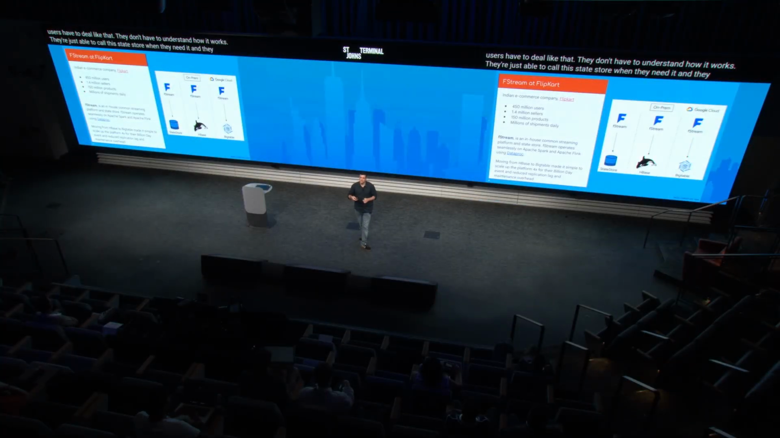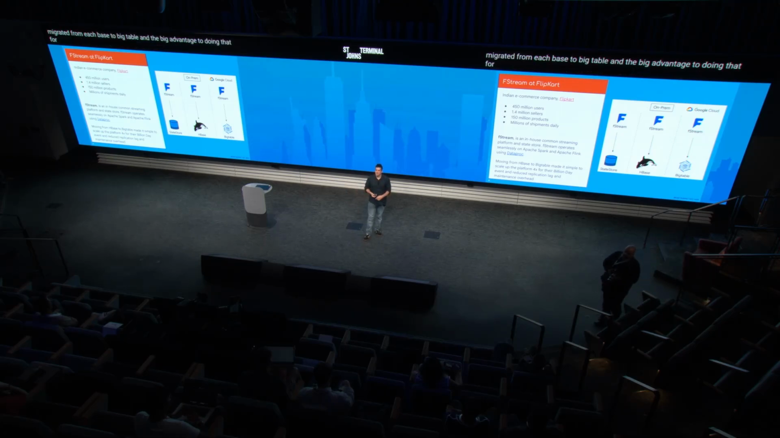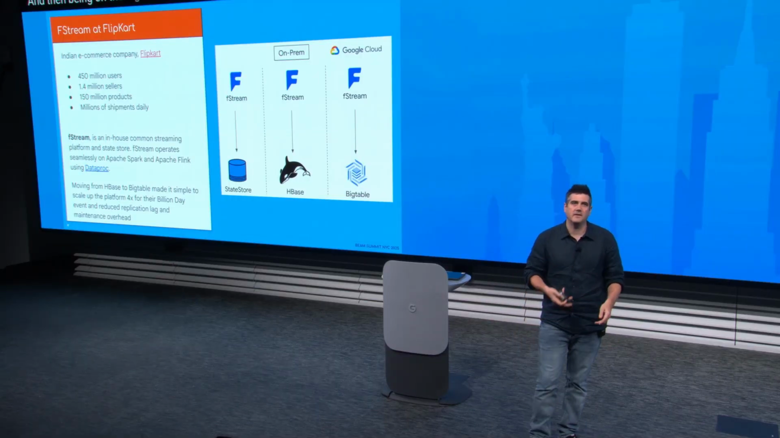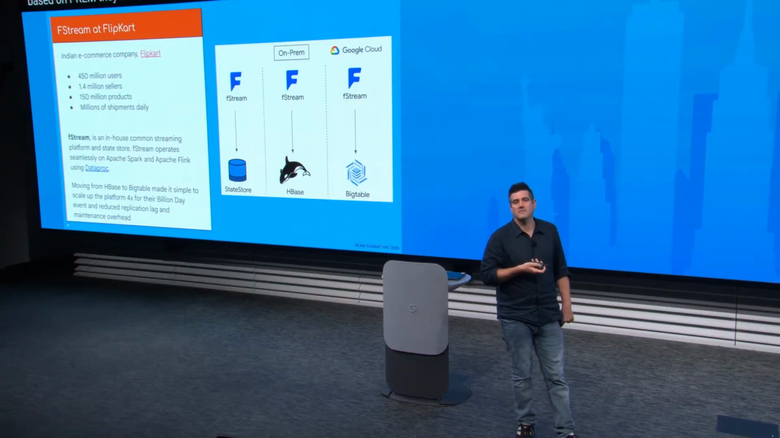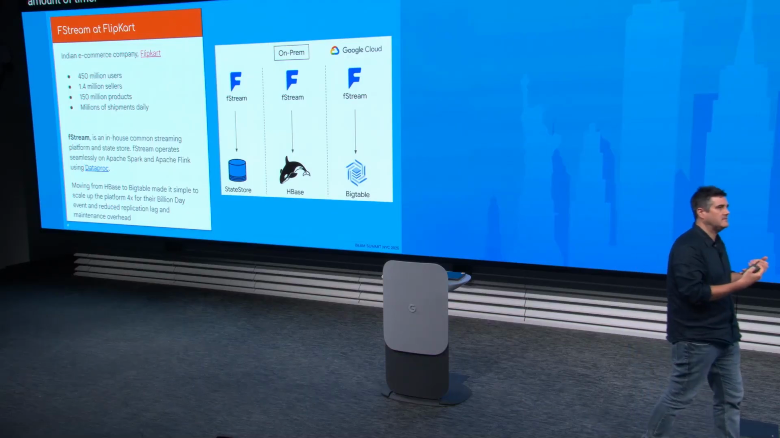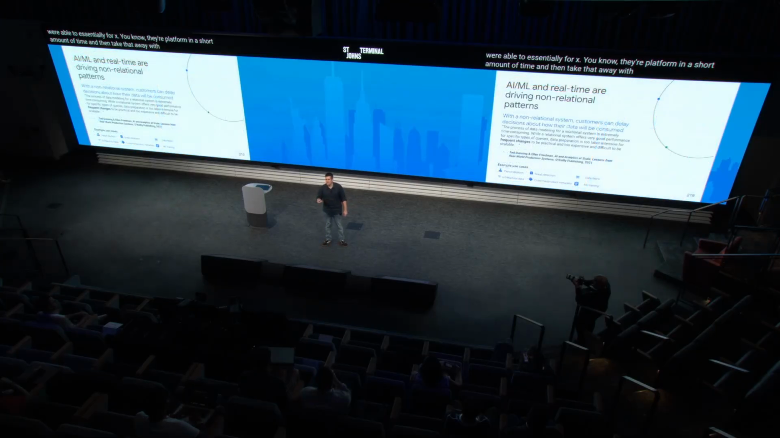And they've migrated from HBase to Bigtable. The big advantage to doing that for them was they have this $1 billion event. You can think of that sort of like a Prime Day, where they have huge spikes in their workloads, and then being on Bigtable in the cloud as opposed to HBase on-prem, they're able to scale that up, scale that down, and they were able to essentially 4x their platform in a short amount of time, and then take that away without constantly paying for it.